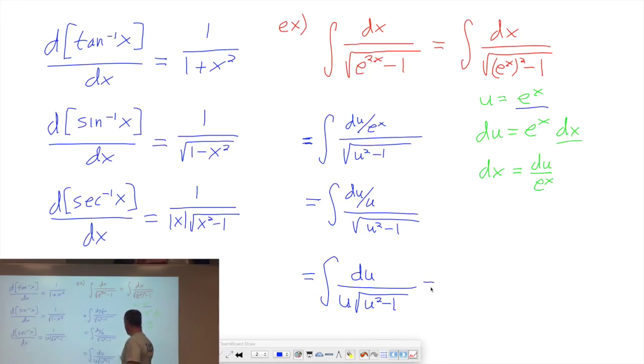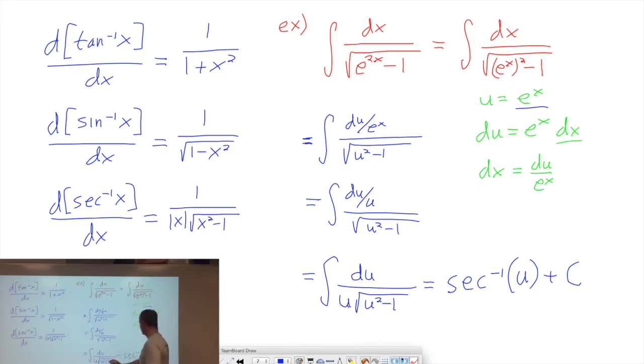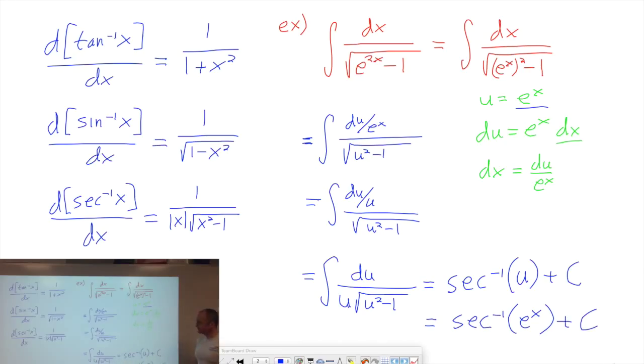That allows me to go ahead and say that what I'm looking at is the inverse secant of u plus c. Not the inverse secant of u squared, or u squared minus 1, just of u. And what did u stand for? This problem didn't start with the letter u. U was representing e to the x the whole time.